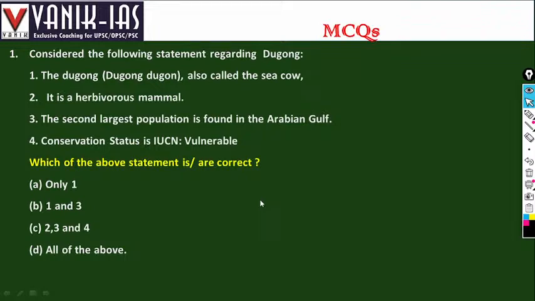Dugong, also called the sea cow? It is a herbivorous mammal. The second largest population is found in the Arabian Gulf. The conservation status of the dugong is vulnerable. So for this, all of these are correct. Answer is D.